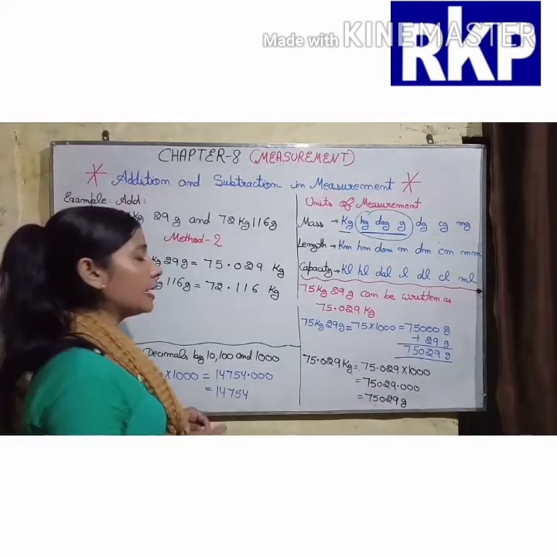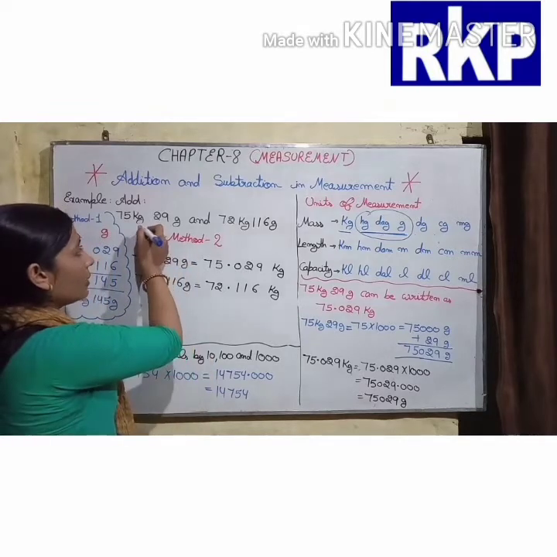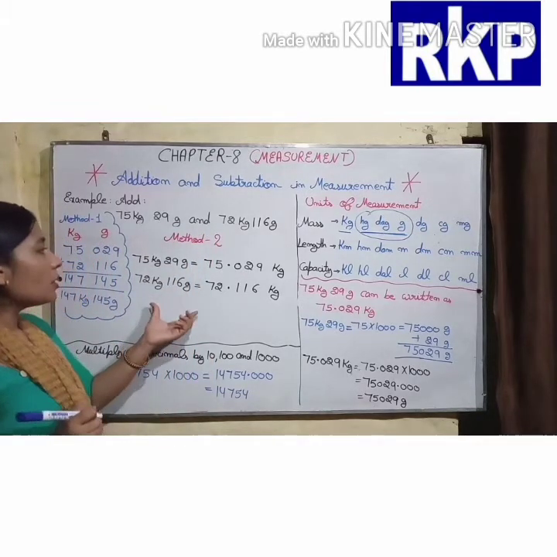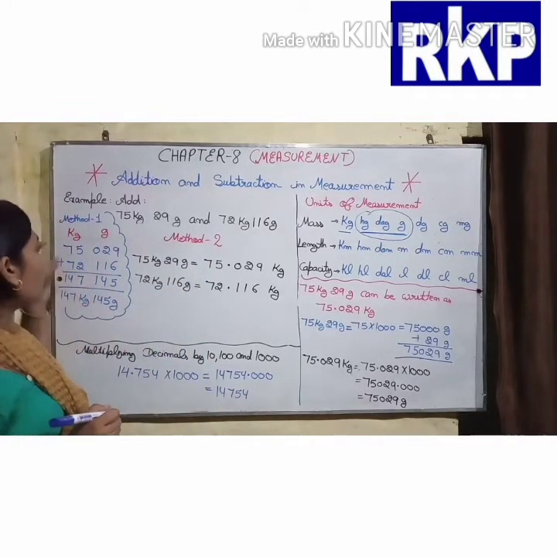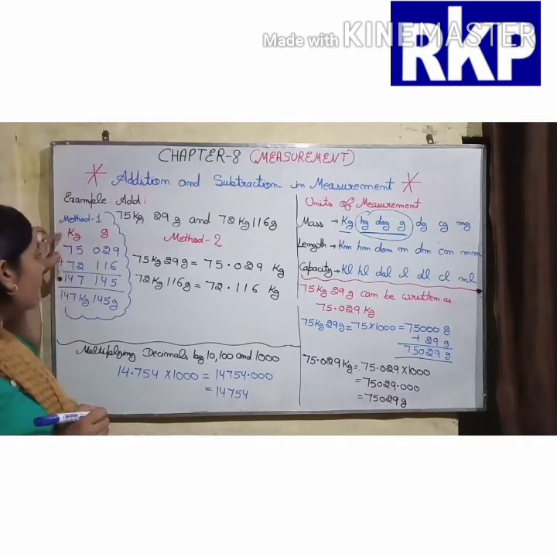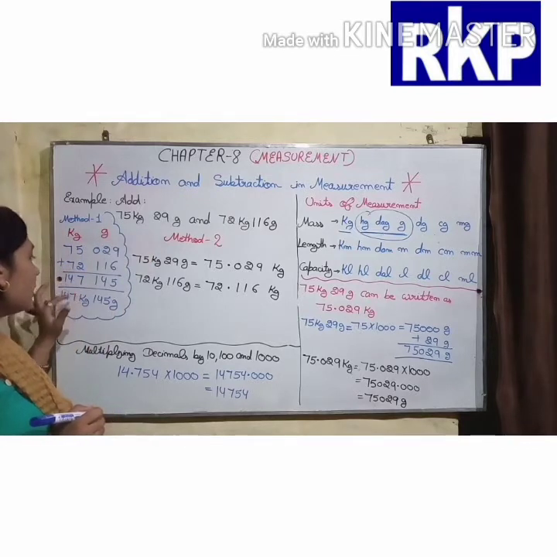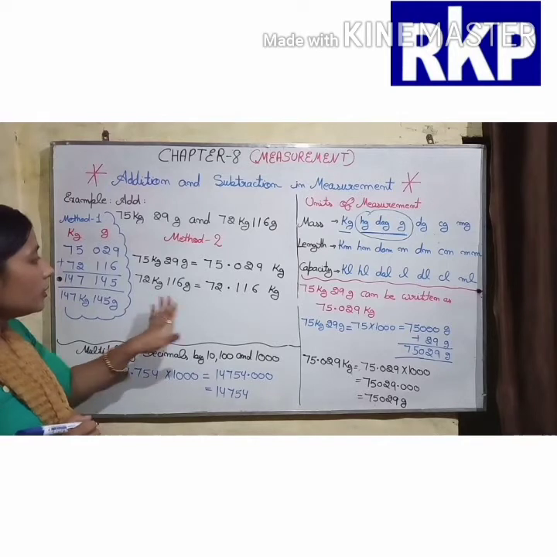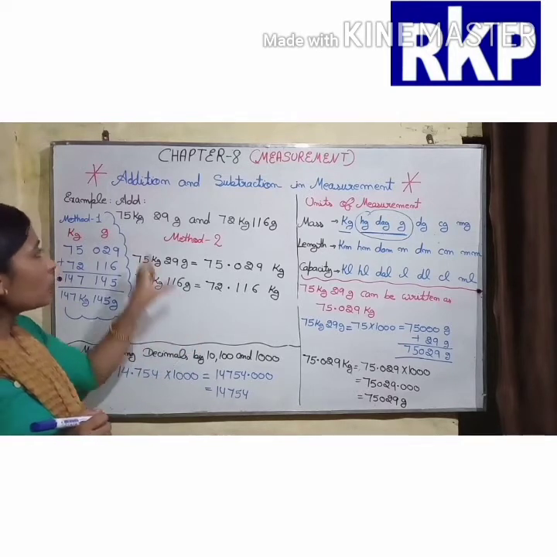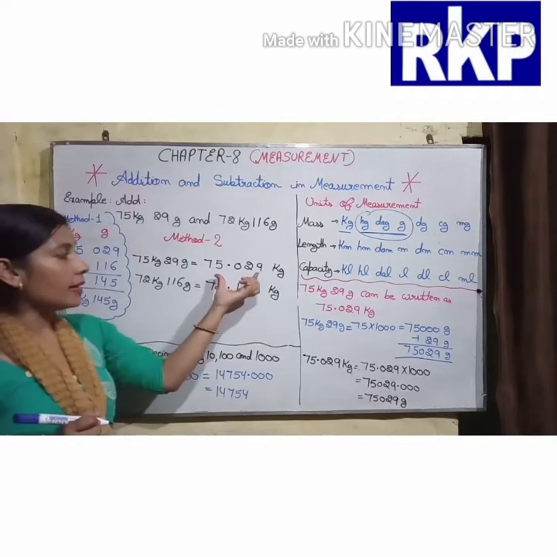Now students, let us see another method to add these. In the first method, first of all we have to write these units upper side and then arrange these numbers according to column and then add. But in the second method, we have to write these as decimals.